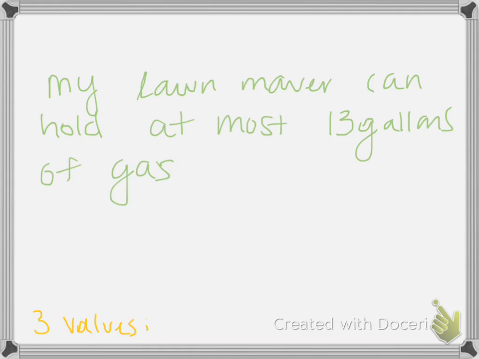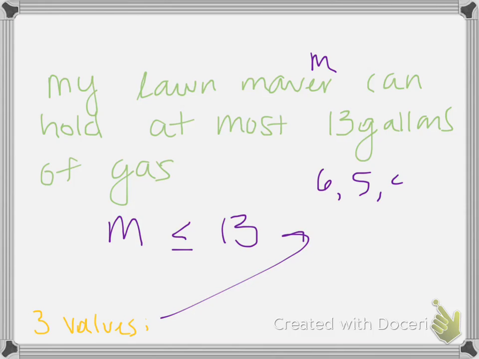My lawnmower can hold at most 13 gallons of gas. So let's say lawnmower is going to be M. So we have our M and our 13 gallons of gas. So it holds at most 13. So it can have anything from 13 or lower. Okay, so what are different amounts? We got 6 gallons, we got 5 gallons, we got 4, we got 3, we got 2, we got 1, we got 0. But you can't have negative gallons of gas, so please don't put a negative number.